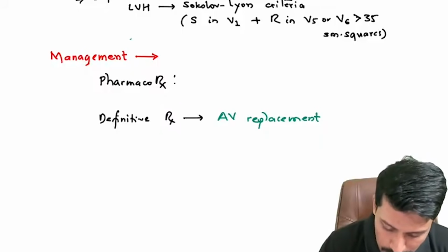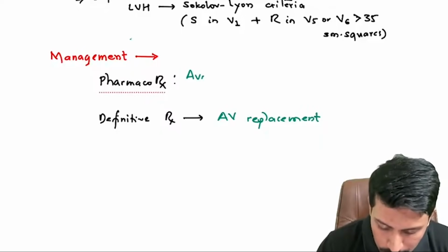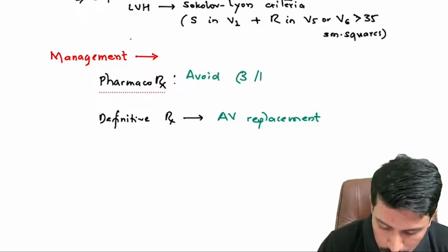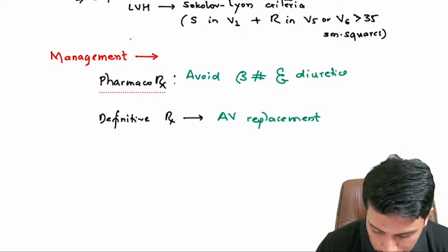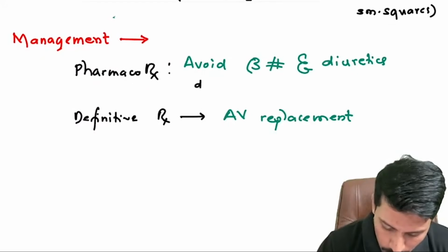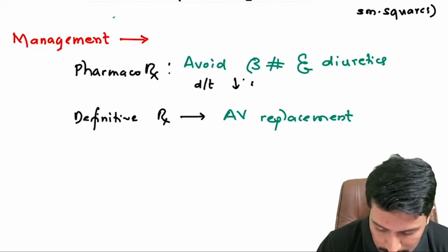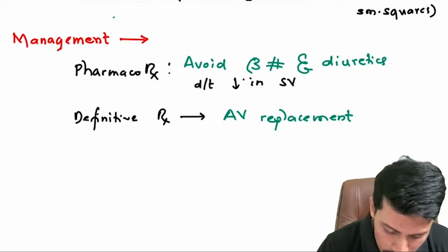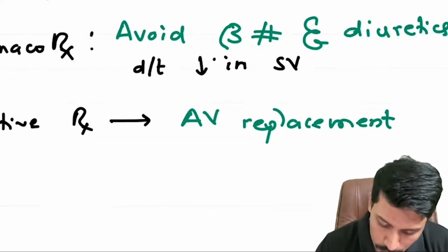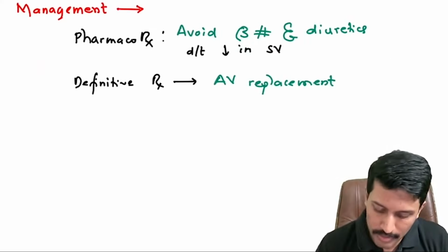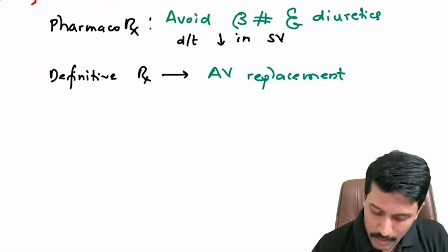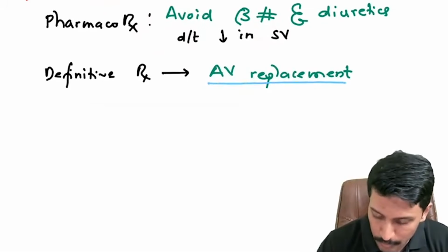So the point to note is we should avoid giving beta blockers and diuretics to these patients, due to decrease in stroke volume, because both of them decrease stroke volume. I already have low stroke volume, so it can worsen the problem. So there is no role per se, right? The only thing I can do for these patients is definitive treatment, which is aortic valve replacement.